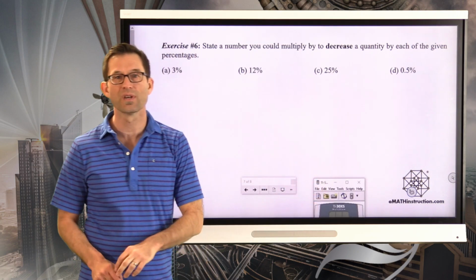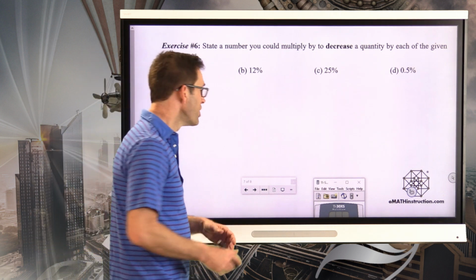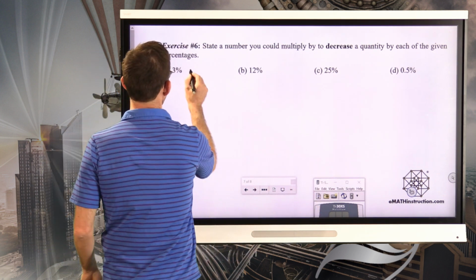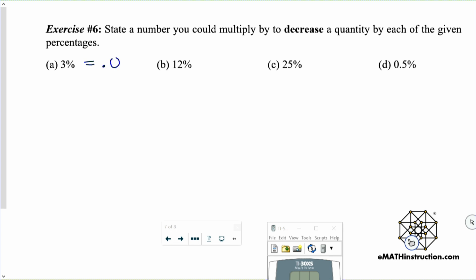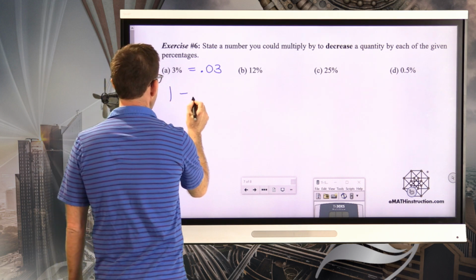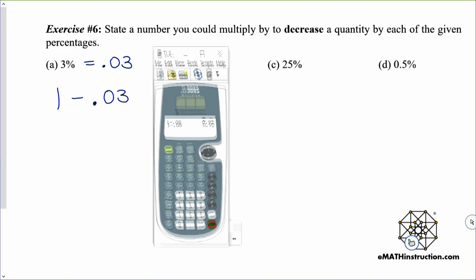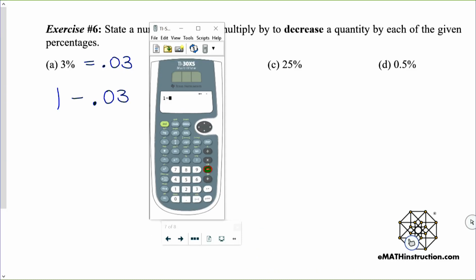So now, exercise number 6. State a number you could multiply by to decrease a quantity by each of the given percentages. So, right, the basic way of doing this is to say, all right, well, 3% is 0.03. All right, so if I want to decrease something by 3%, I'm going to do 1 minus 0.03. Right? So I'd have 1 minus 0.03, and that means I'm going to multiply by 0.97.